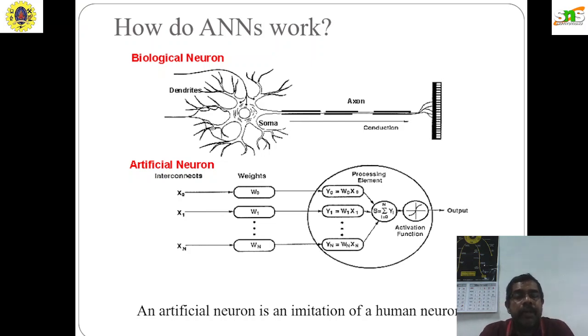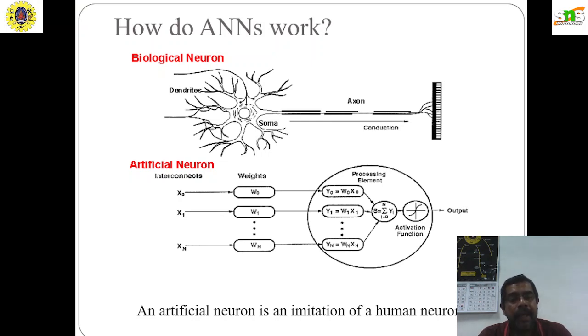So, continuing, now we have to see how the ANN is working. We have biological neurons: dendrites, soma, and axon, which give conduction and make communication to the next neuron. Now we have to implement this artificial neuron with the pattern x0 up to xn as the inputs, which is what the dendrites are doing.